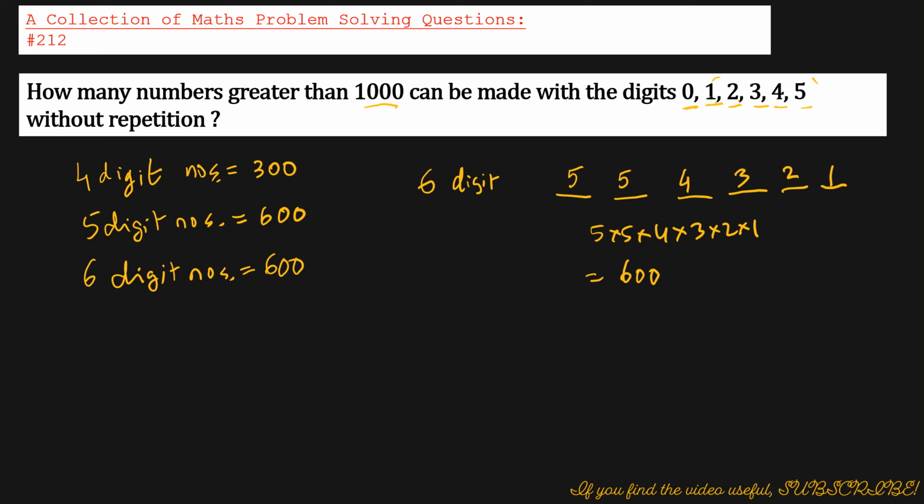So now we have to add them together. So the total numbers possible, I don't know the right thing to write, but that's the answer. It would be 300 plus 600 plus 600, so that is 1500. And that's the answer.